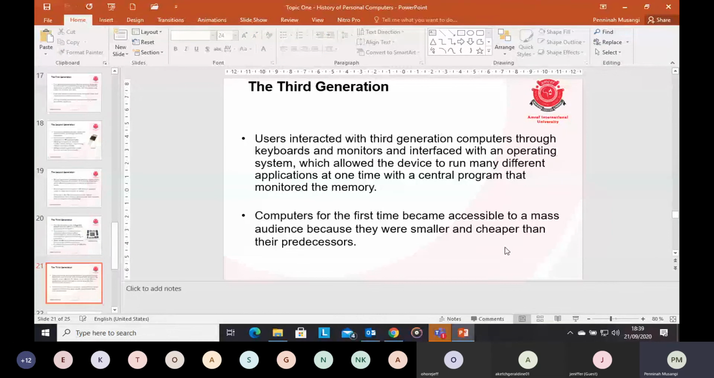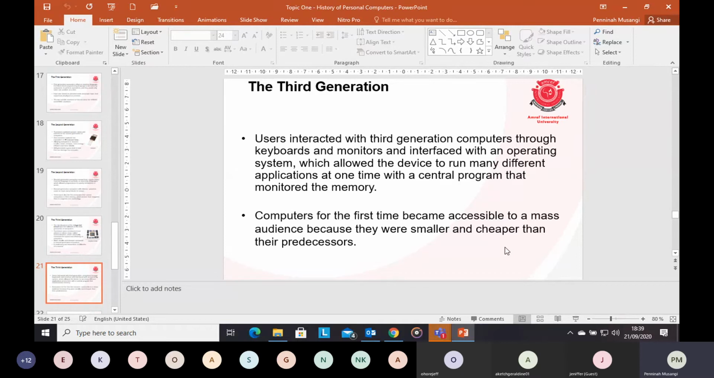Still in the third generation, users interacted with computers through keyboards. So this is the time keyboards came on board. Monitors as well: now you could have a screen to see the output instead of having the output through a printout. So the keyboard was used for input, and they were interfaced with an operating system which allowed the device to run many different applications at one time, with a central program that was monitored through the memory.